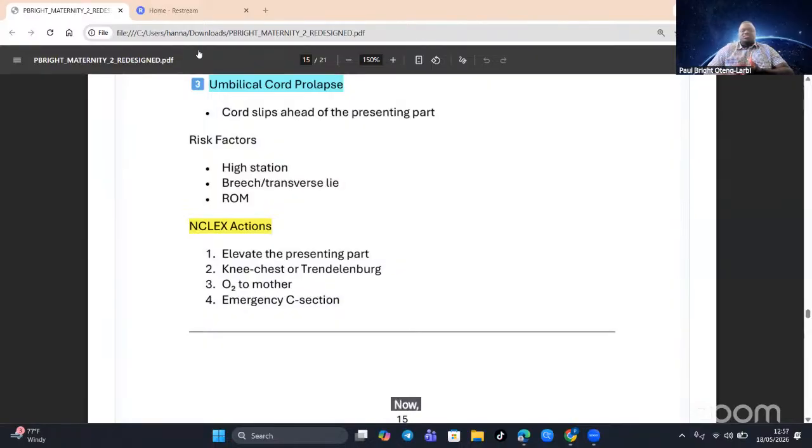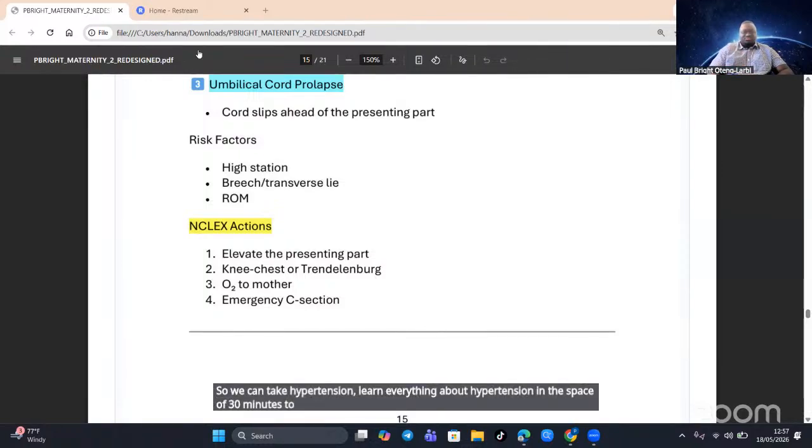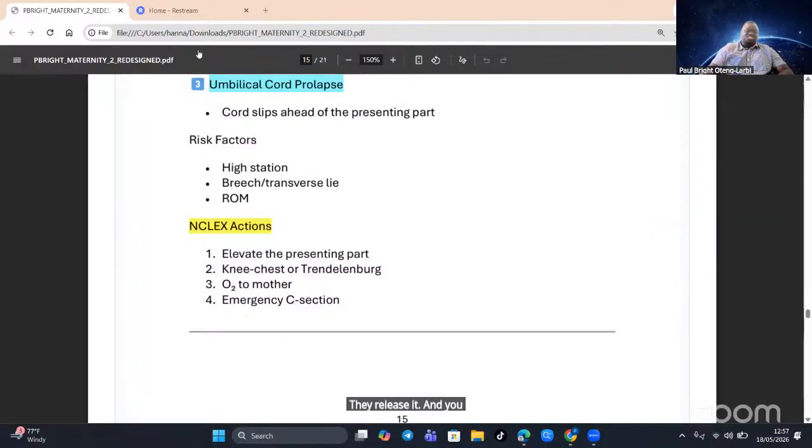Now let's take a topic. The other time we did sepsis, almost 2 weeks ago, in a town hall meeting. If you have any condition that is bothering you, message me. I'll organize a town hall meeting for you that people will join and we will share. We can take hypertension, and learn everything about hypertension in the space of 30 minutes to 1 hour. Then we leave, and you really enjoy it.